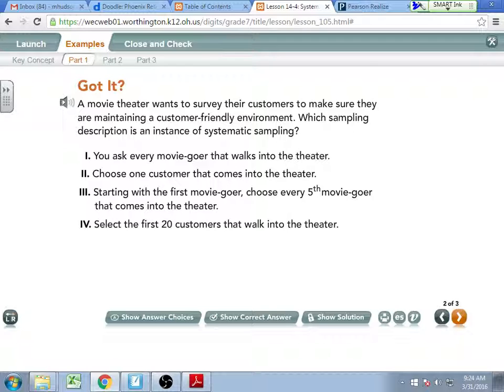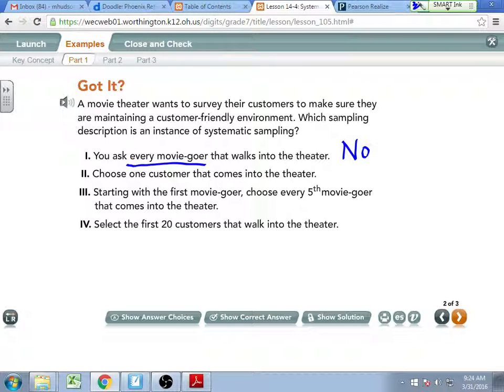So, Thomas, you ask every moviegoer that walks into the theater. Is that a systematic sample? No, that's convenience. Well, it's convenience, but also, would you get a sample if you asked every person? That'd be the population. You'd get the entire population. So it's not a systematic sample, and it wouldn't even give you a sample. If you asked every single person, you'd be taking the whole population.